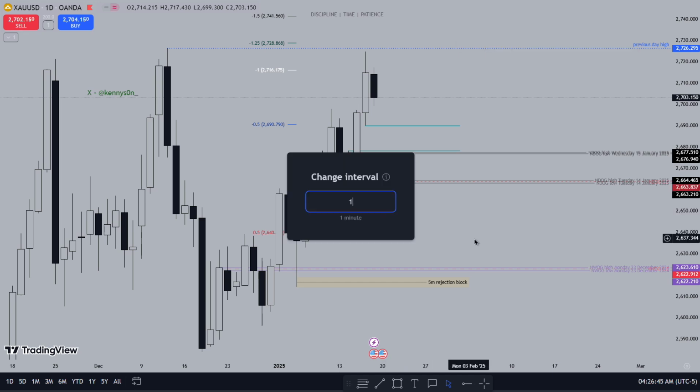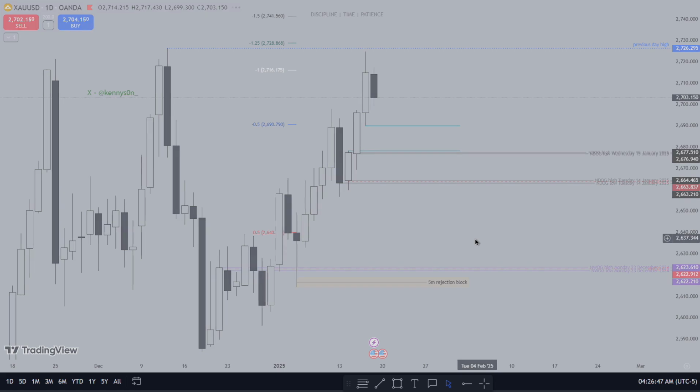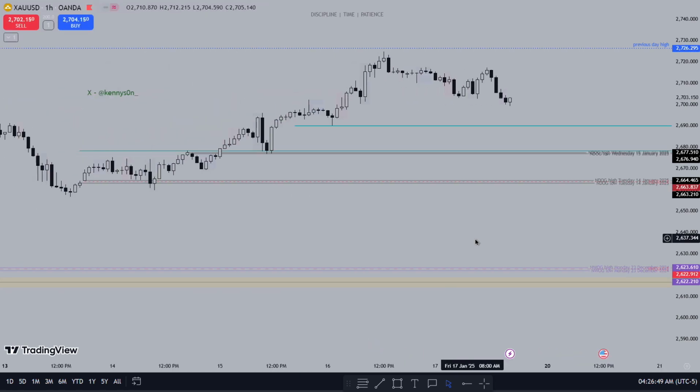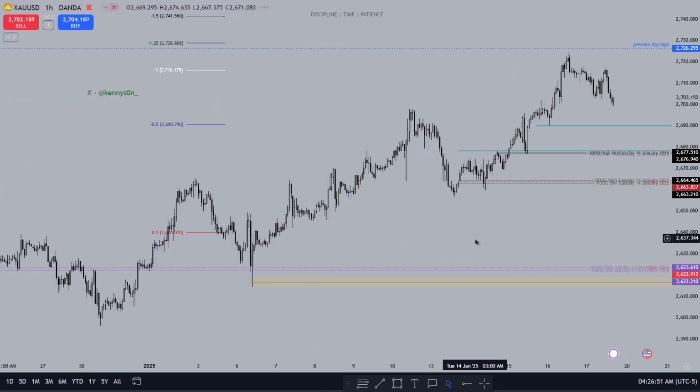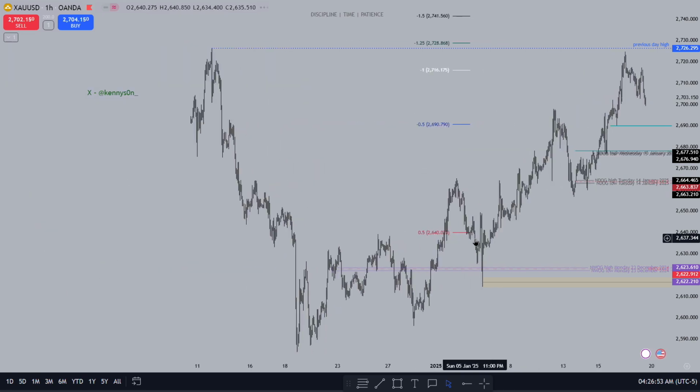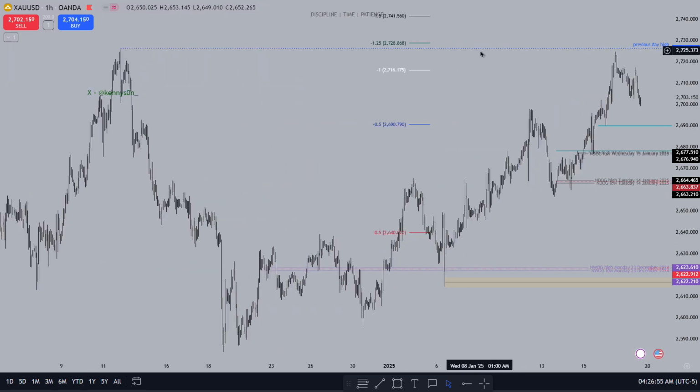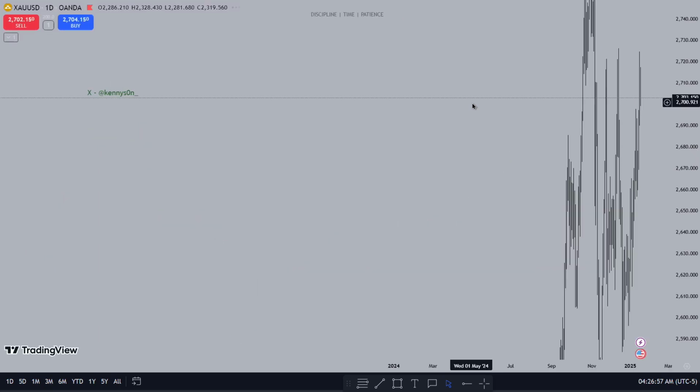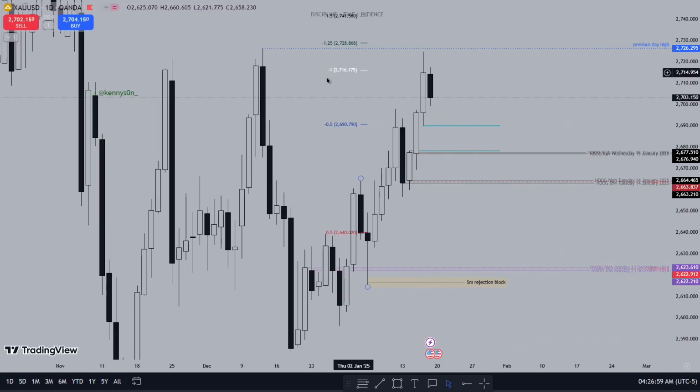So let's go to the hourly time frame. Like I said, this was my draw on liquidity, this high after trading to this order block, but this is my short-term draw. We hit the short-term draw. I expected us to blast through this, but we failed to do that.